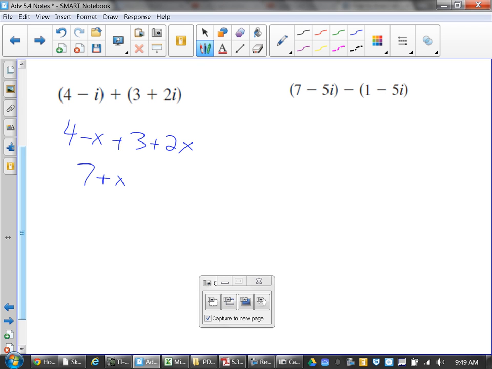Now, notice the difference between the addition here and the subtraction here. What will I have to do differently with the subtraction to the junk in parentheses? Distribute. Yeah, I have to distribute the negative to both terms. Does that make sense? You remember doing that? If this was like a negative 2 times, you have to distribute the negative 2 to both parts. Here, what we're going to do is rewrite this as 7 minus 5i minus 1. What's minus and minus? Plus.